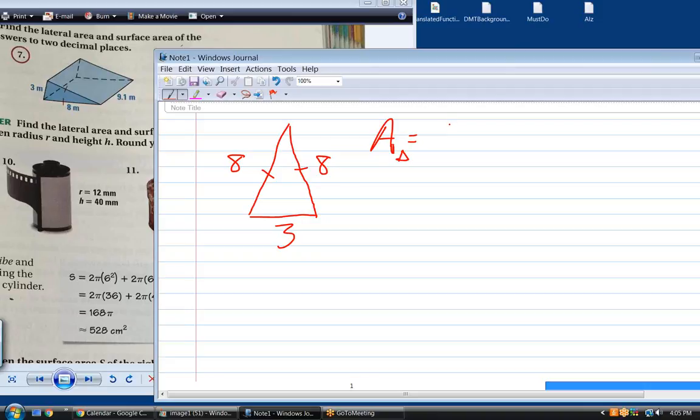A equals 1/2 BH. Okay. Well, we know what B is, right? B is 3. How do we figure H on this triangle? Remember, H is always the vertical height. We could use the Pythagorean Theorem.